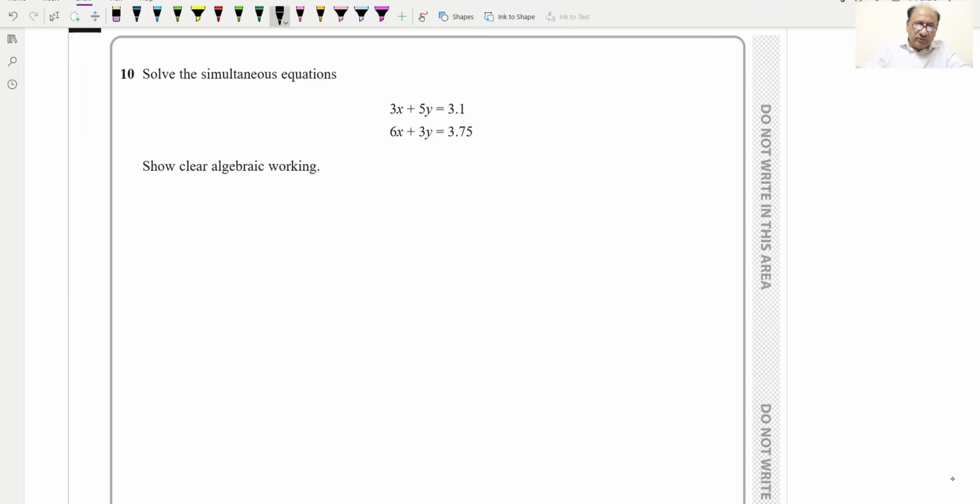Hopefully you understood this. Next, question number 10 is to solve simultaneous equations. These two equations are given and we have to show clear working. To equalize the coefficients of x, we will multiply the first equation by 2, and we will write here 6x plus 10y is equal to 6.2.